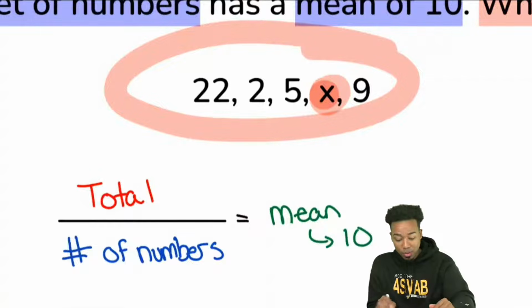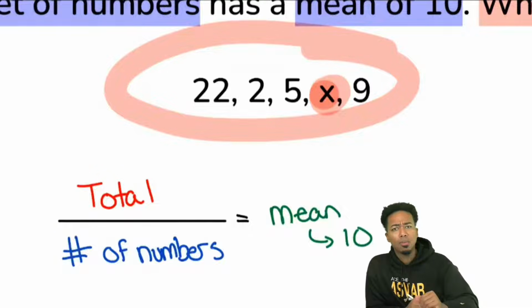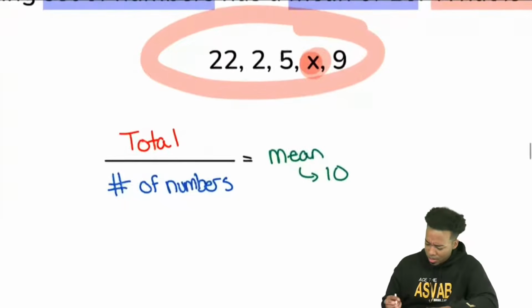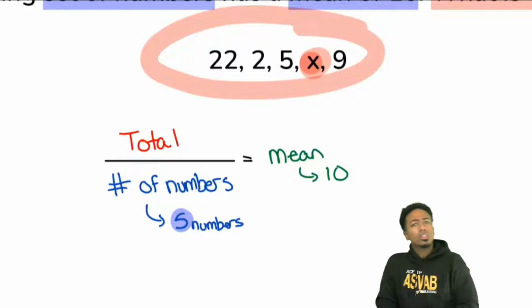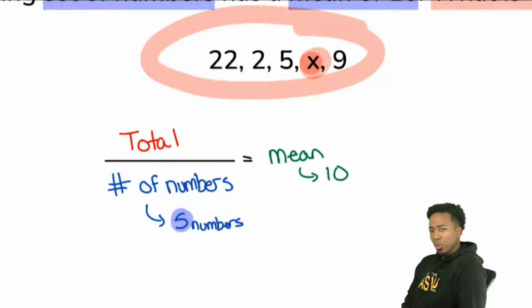We have 5 numbers: 1, 2, 3, 4, 5. One of them, we're going to find out what it is. Are we good on that so far? Good. Sounds great. So right over here, we have 5 numbers. Let's go ahead and highlight that. And then lastly, the one thing we're missing here is the total.